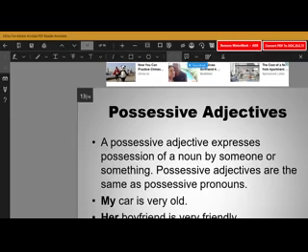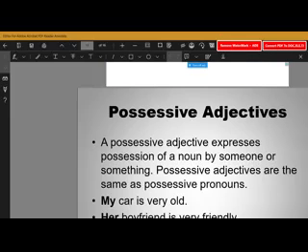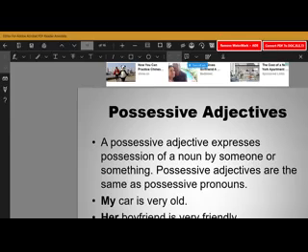Here it is written possessive adjective. So a possessive tells us about the ownership of a particular person or particular object. So a possessive adjective expresses possession of a noun by someone or something. Means who owns that particular noun, whether it is an object or whatever it is. So possessive adjectives are the same as possessive pronouns. I told you, my car is very old.